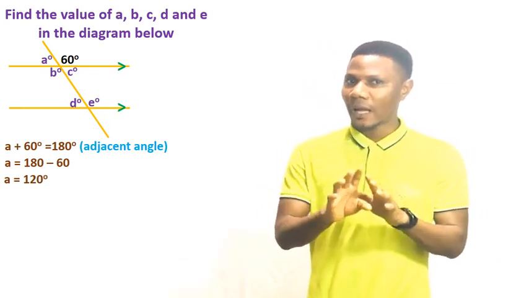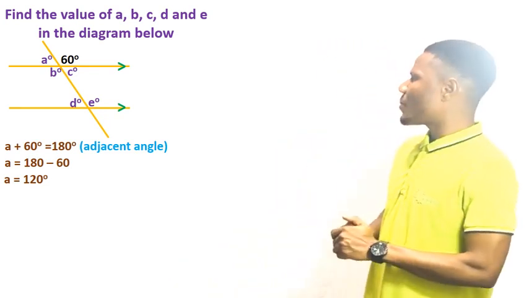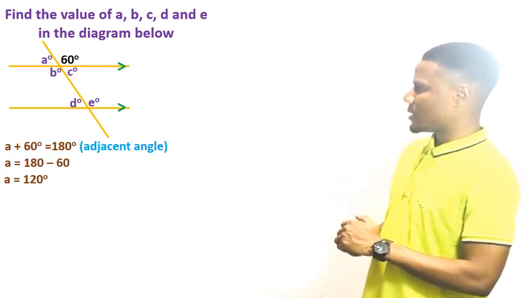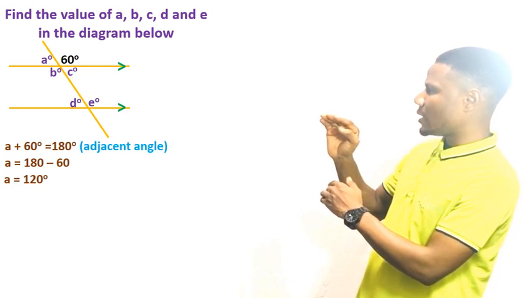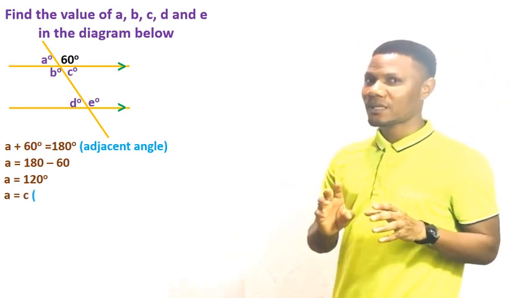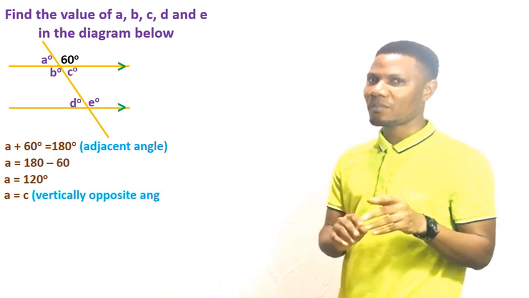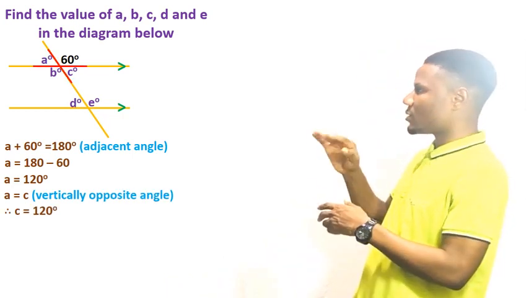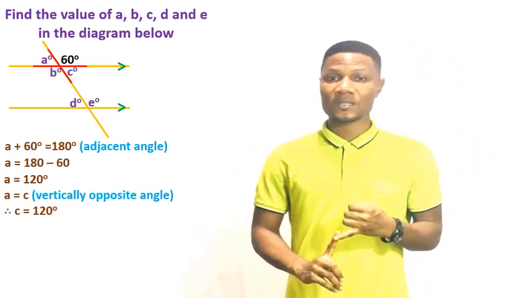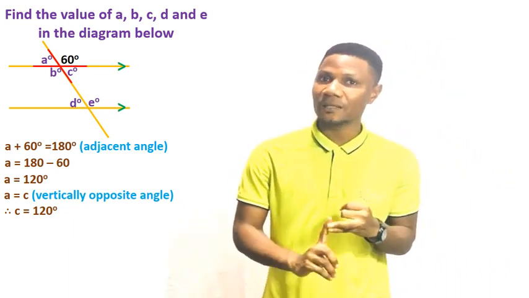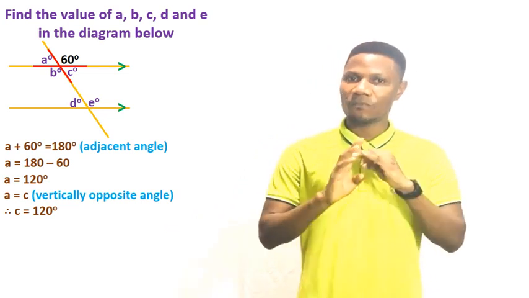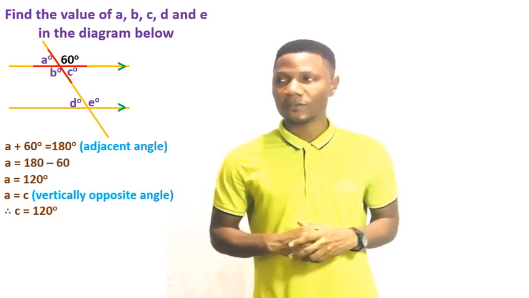Very simple. Another thing I can do, I'll probably want to look for my C. There's a relationship between my A and my C. And what is that relationship? Vertically opposite angle. Remember, I gave you the trick. If you just draw your X, A is equal to C. So if A is 120 degrees, it means that C is also equal to 120 degrees, vertically opposite angle.